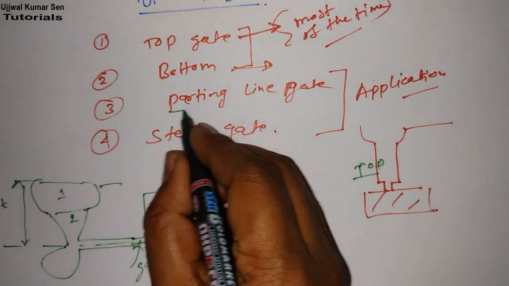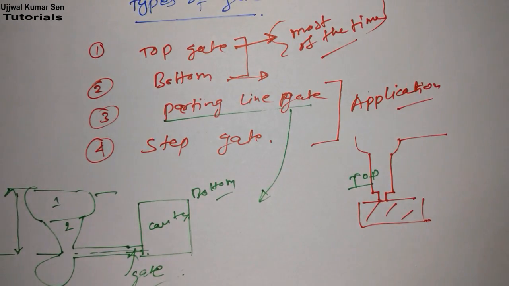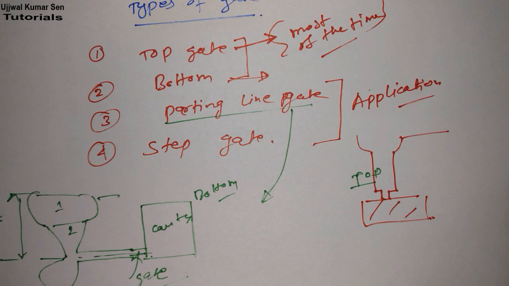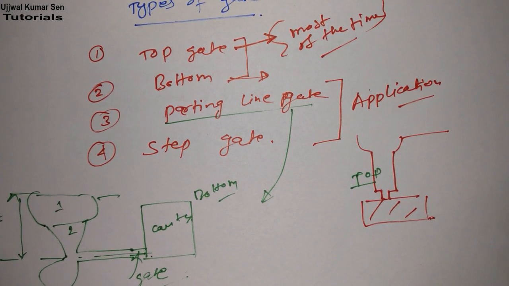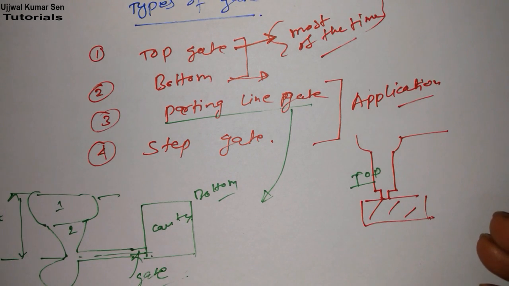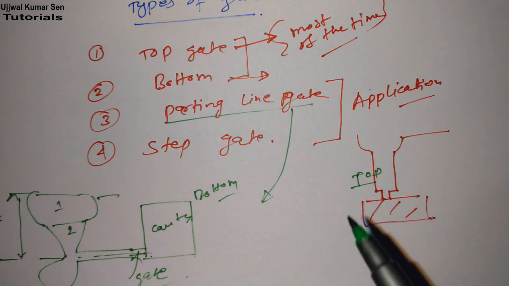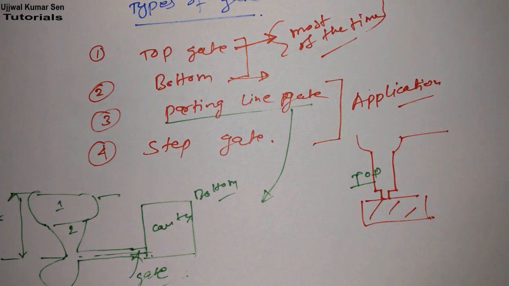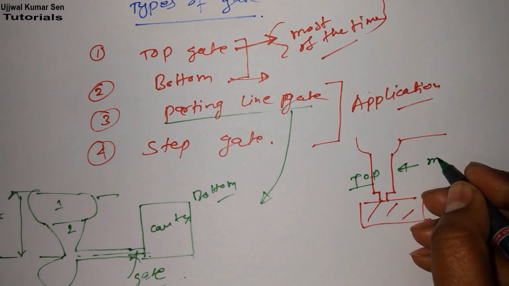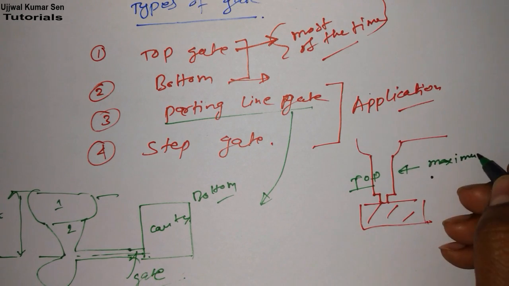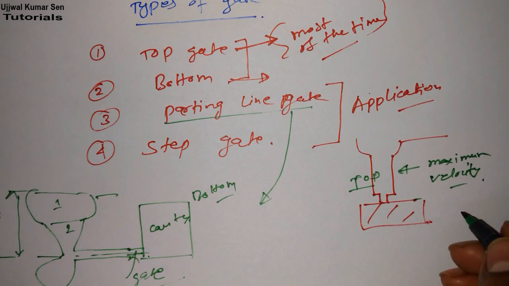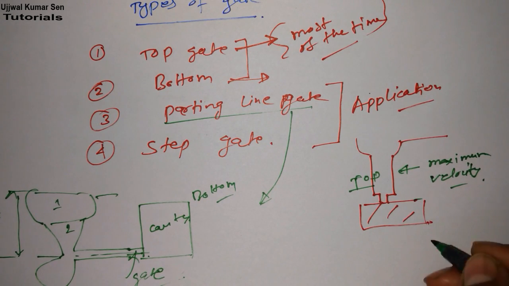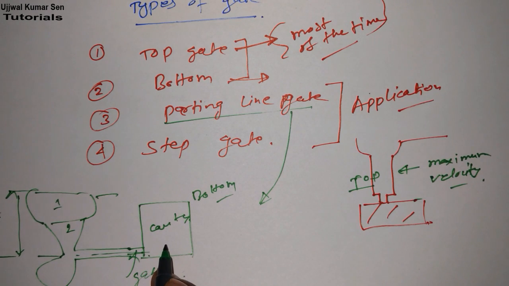Okay, now we'll go for parting line gate. In casting industries, most of the time they are using parting line gate. I'm going to share why: they use parting line gate to get the advantage of both top gate and bottom gate. Through top gate, metal can be filled with maximum velocity, which means it will take very little time to fill molten metal in the cavity. Now if we talk about bottom gate, then there will not be any maximum velocity.